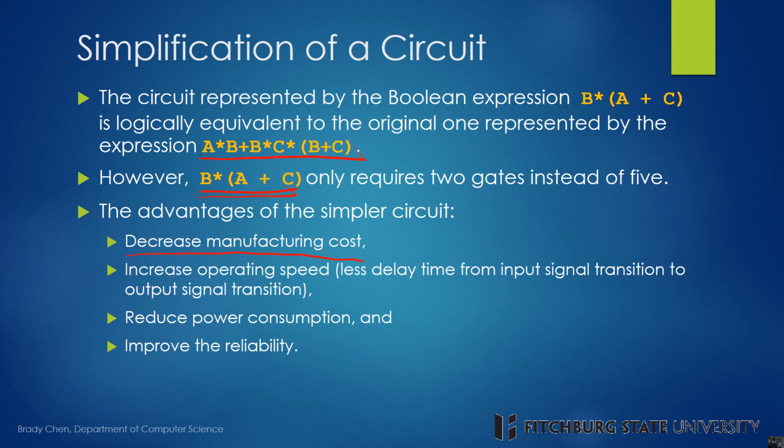We have less delay time from input signal transition to the output signal transition, because in the original circuit, once we have an input, we're going to pass through a couple of gates. But this time, the longest path only needs to pass 2 gates. Also, because we have fewer gates, this is going to reduce the power consumption and improve the reliability. So this is really good.